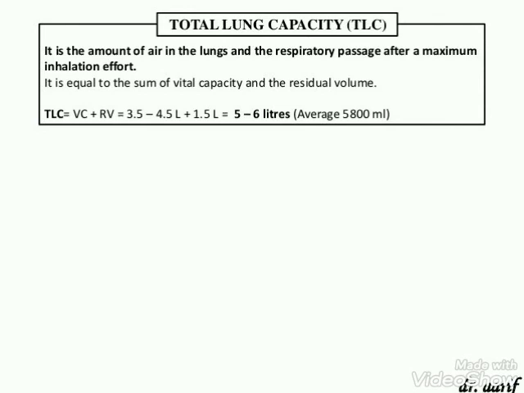Last is the total lung capacity, TLC. It is the amount of air present inside the lung as well as inside the respiratory passage, that means from the nasal chamber to the bronchioles, plus the volume of air present inside the lung after a maximum inhalation effort. It is equal to the sum of vital capacity and residual volume. So TLC, total lung capacity, is equal to vital capacity VC plus RV, residual volume, that is approximately 5 to 6 liters in a normal human being.